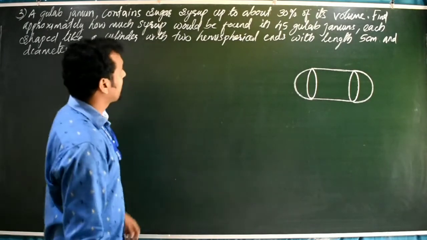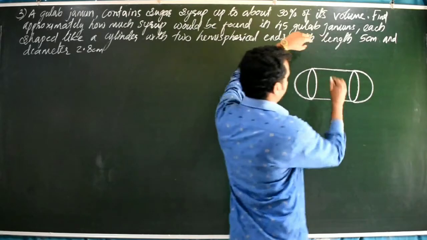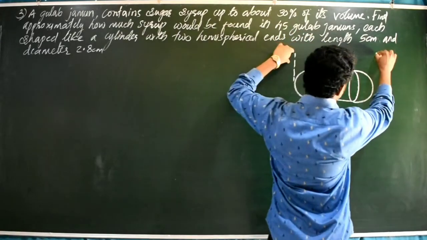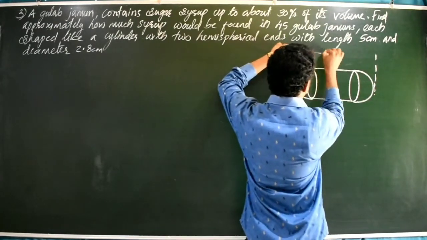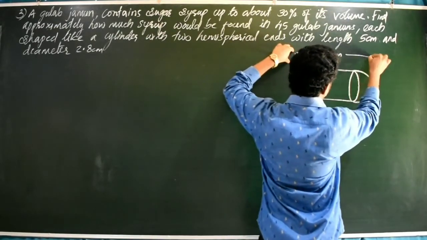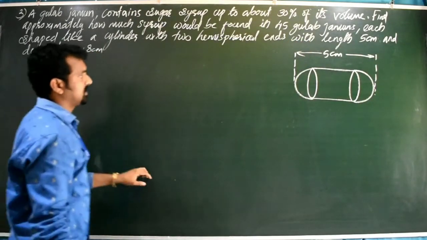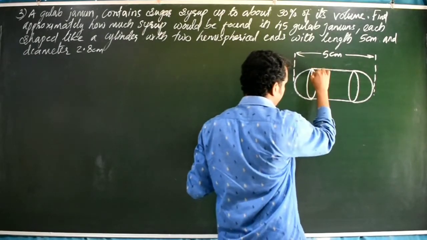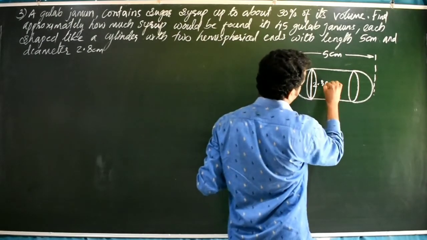Okay, now cylinder with the 2 hemispherical ends with length 5 centimeter. What is the total length? The total length is 5 centimeter. And diameter 2.8 centimeter. The diameter of this gulab jamun is 2.8 centimeter.